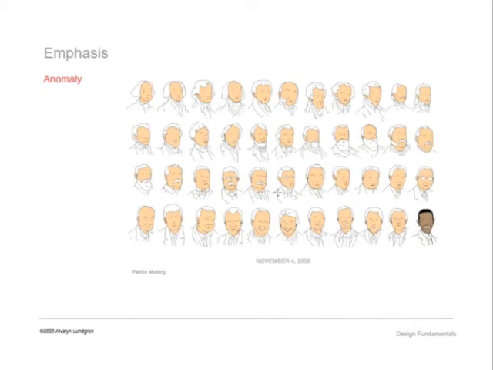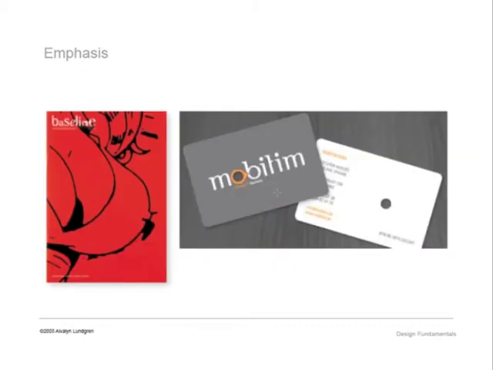This was an infographic, and obviously the anomaly is making a strong historic statement. We don't even need words in this to make the point. The anomaly is so strong. Just a couple examples of emphasis in use.